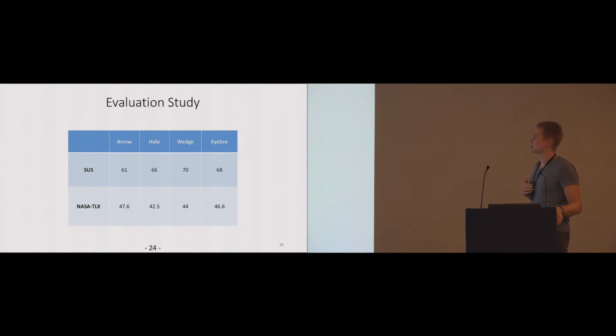I just have to mention here that EyeSee is also in the same part of the field where Halo and Wedge are. From the workload, it's almost the same. We have a really high workload, which is due to all these assistants, like the helplines and everything that goes around there. That is still a little bit too much. Maybe we will also look into versions where we reduce the number of helplines or somehow try to get rid of them.